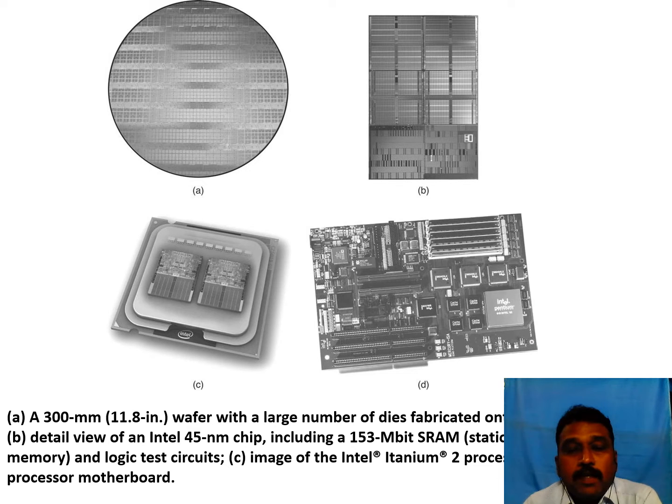So this is an IC. You can see that the first picture shows a 300 mm wafer with a large number of dies fabricated, and this one is the detailed view of an Intel 45 nanometer chip, which has a 153 bit SRAM, static RAM, and then an image of an Intel Itanium 2 processor. So this is the processor.